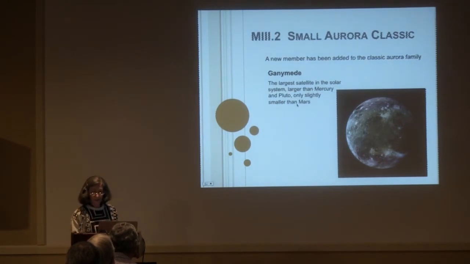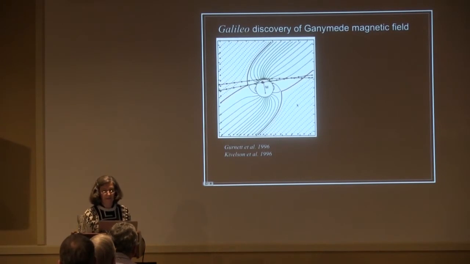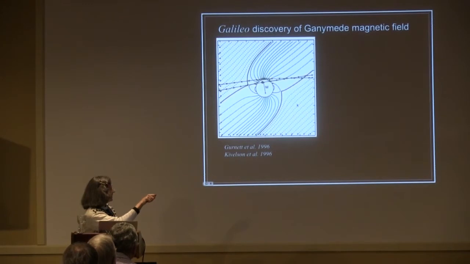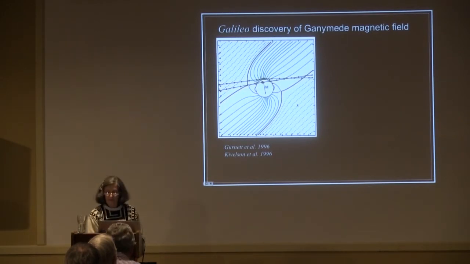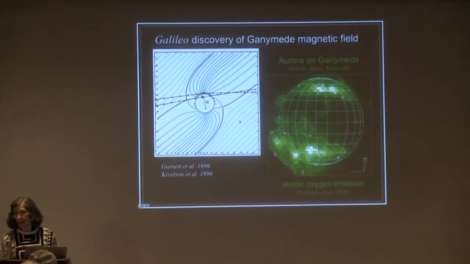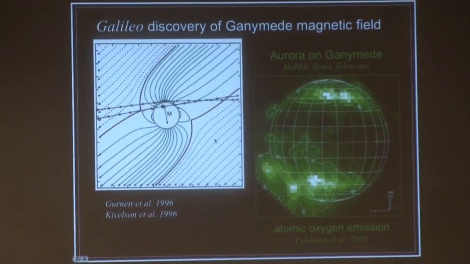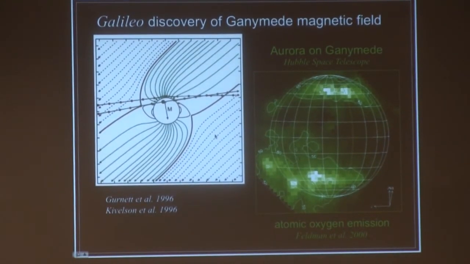The new little brother in classic aurora is Ganymede. One of the most magnificent discoveries of the Galileo mission was the magnetic field at Ganymede, which is illustrated here, where the background Jupiter field is the dashed lines. Ganymede's open field lines and closed field lines are in green, and the separatrix is this dark red. Hubble images of Ganymede showed bright polar aurora. This is atomic oxygen emission that's excited by electrons from the Io plasma torus that have diffused out.